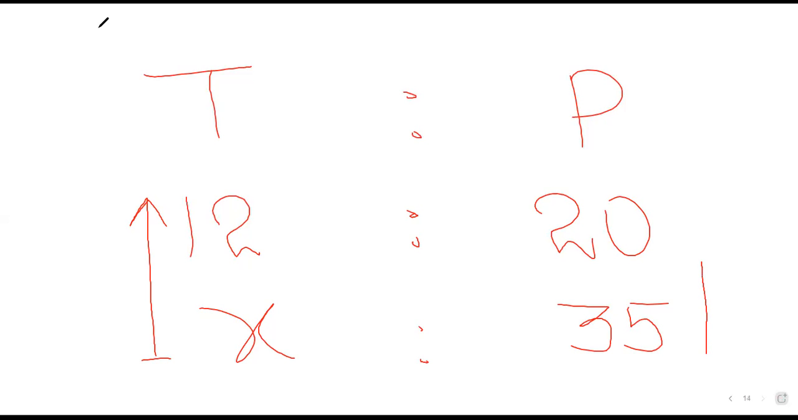So once again, it's a direct proportion. After having this one, always start X over 12, starting from the arrow, and 35 over 20. Equate these two, you will get the answer within the flash of seconds.